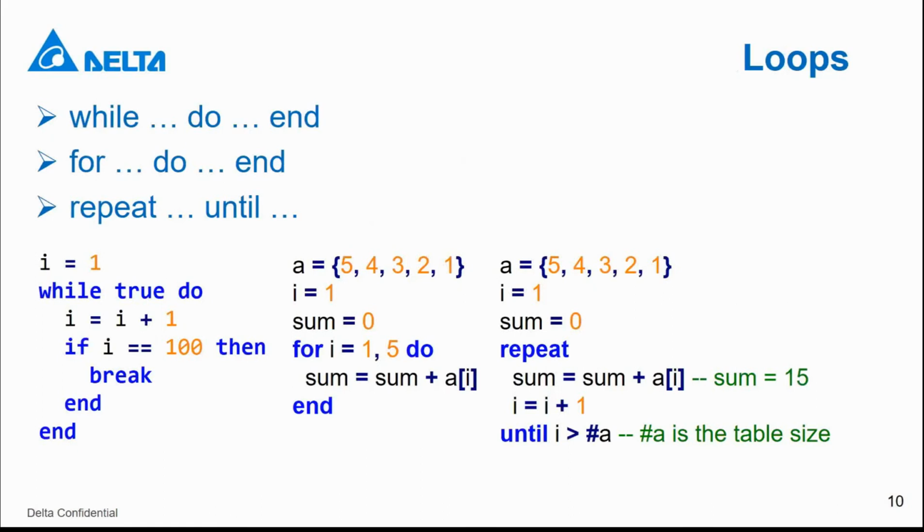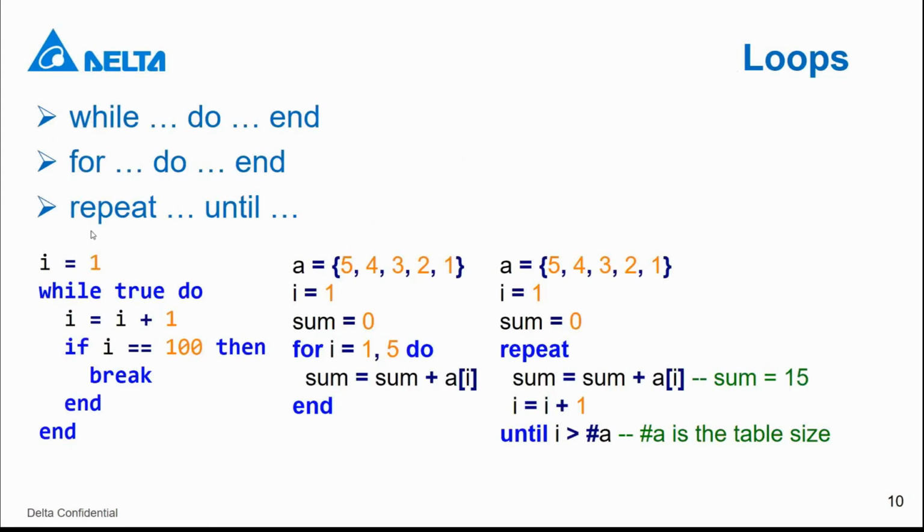And then next is loops. In the robot language, we have 3 different loops: while do, for do, and repeat until. So you can see the 3 different examples here, but they do the same thing.